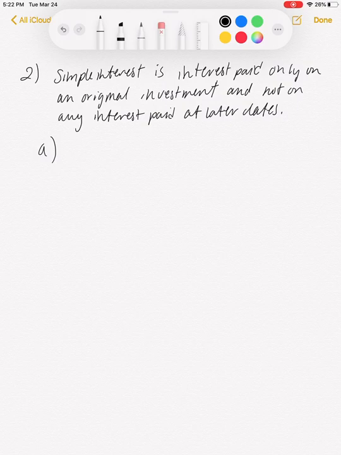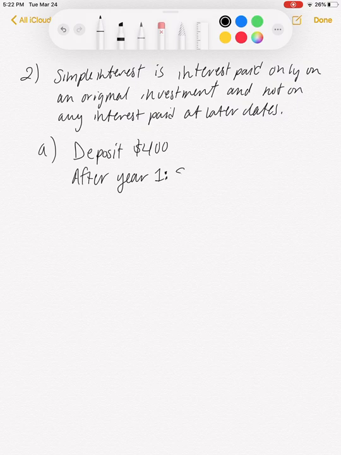What we're doing here is we're going to deposit $400 into an account. After year 1, 5% of that will be added to us. So we need to calculate what 5% of 400 is. Multiply that by 0.05, and we find out that that's $20. So it's going to be added to us, meaning we're going to have $400 plus $20. After the end of year 1, we will have $420 in our account.